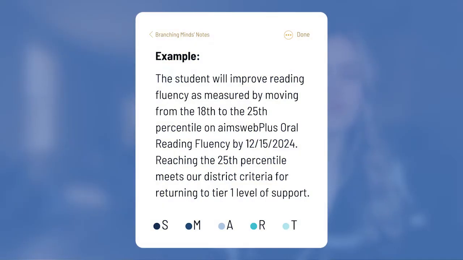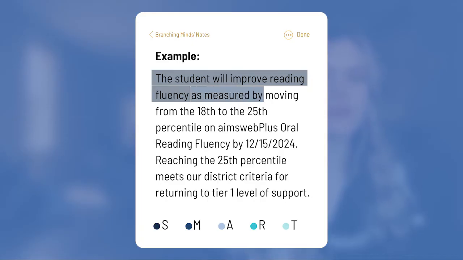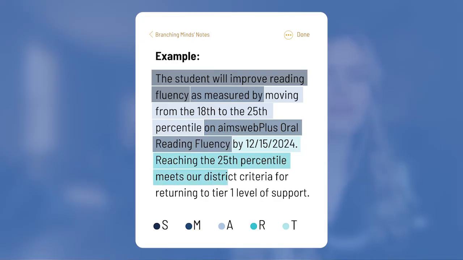For example, the student will improve reading fluency as measured by moving from the 18th to the 25th percentile on AIMSweb Plus oral reading fluency by 12/15/2024. Reaching the 25th percentile meets our district criteria for returning to Tier 1 level of support. Once you create that SMART goal, you have a good starting point to monitor your students' progress through the designated period.